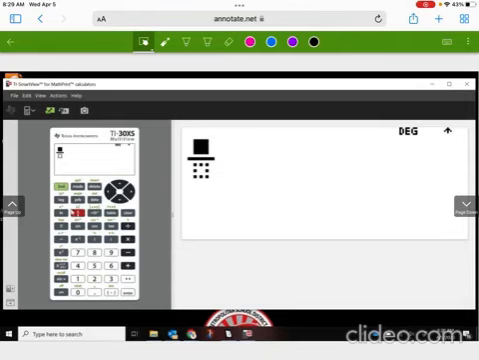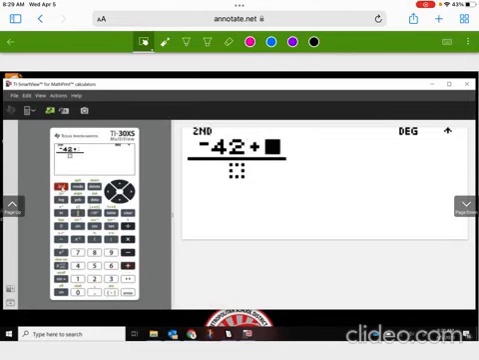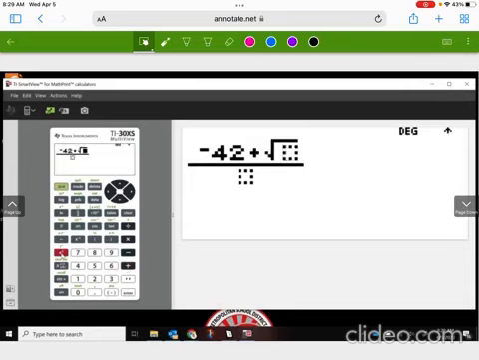On the top of my fraction, we're going to have our negative. Make sure you use the negative sign down here, 42. We're going to do plus to start with. Square root: we hit the green button on the top left and then hit the x squared button, that gives us our square root.